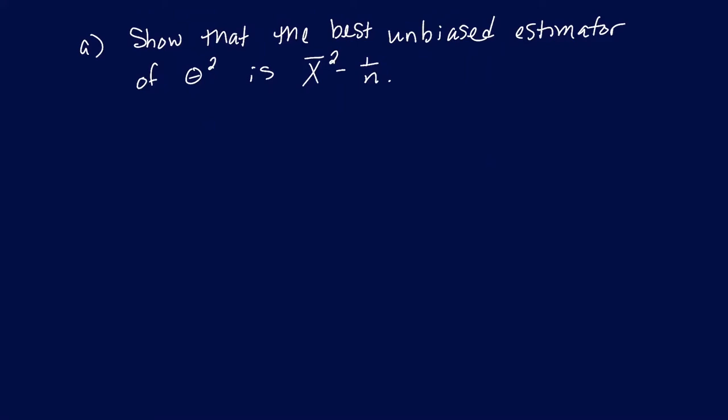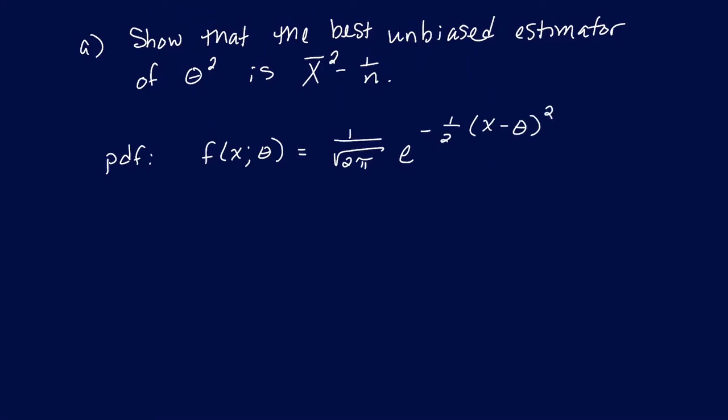So to find an UMVU, we're going to use the Lehmann-Scheffé theorem, which has 2 steps. The first step is to find a complete and sufficient statistic for this model. And that is often done using the exponential family factorization. So we need to look at the PDF here. Now this holds for all x between minus infinity and infinity, so there's no indicator here.